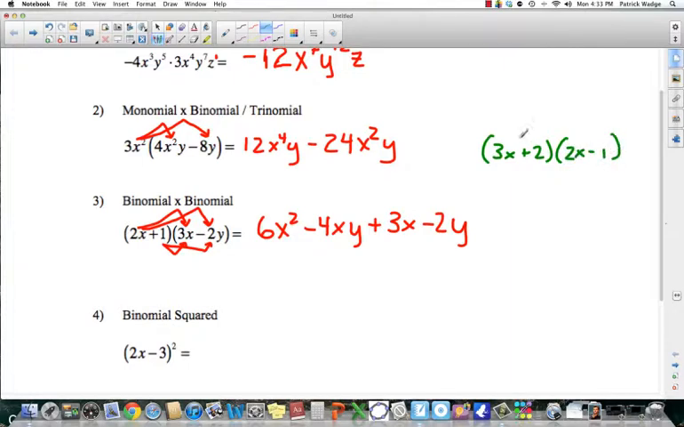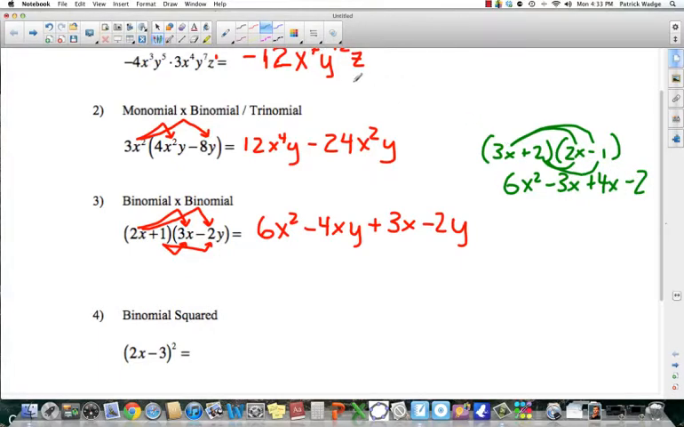Okay, I'm going to do this quite quickly. So 3x times 2x, 6x squared. 3x times negative 1, negative 3x. 2 times 2x, positive 4x. 2 times negative 1, negative 2.